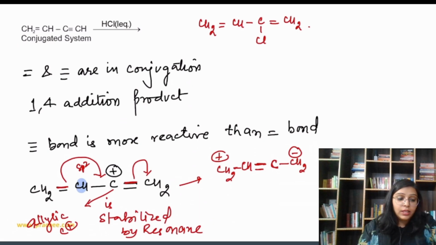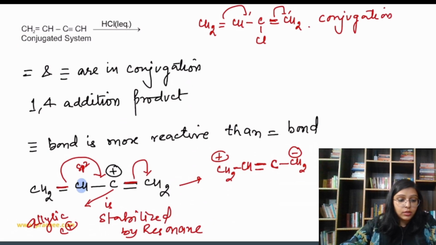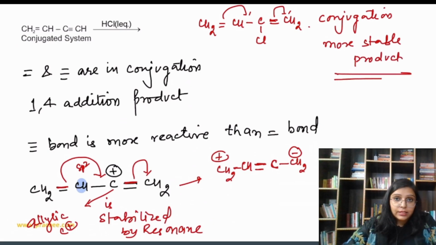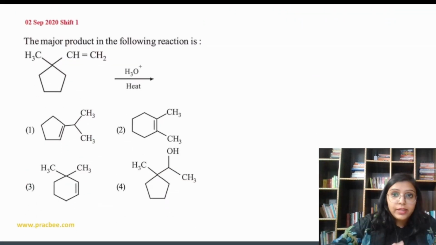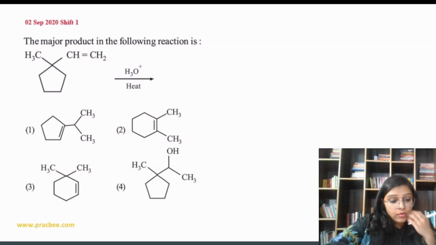Understood? So see, in the product also we have conjugation, right? Conjugation means more stable product. That's it. Okay. So let's do this question. The major product in the following reaction is this. So how to do this?